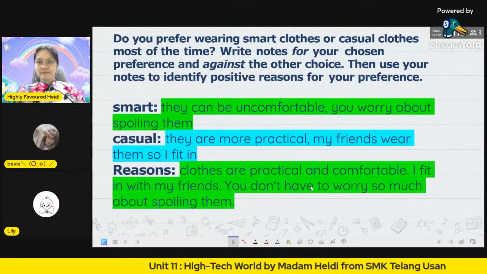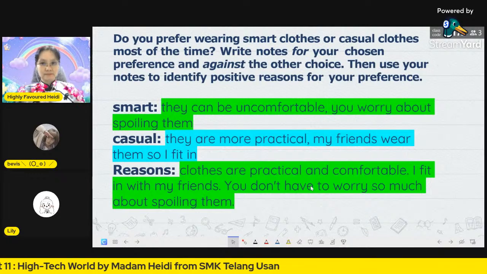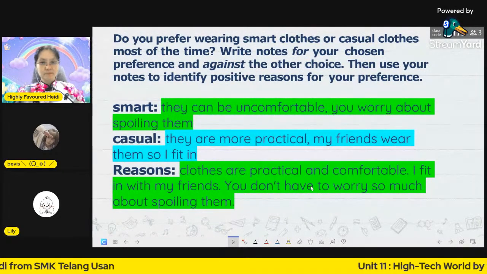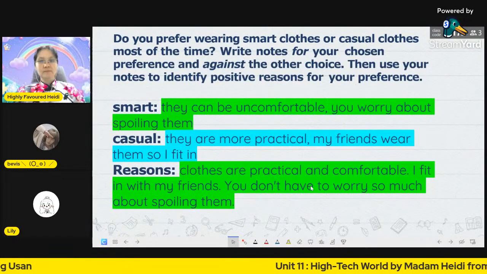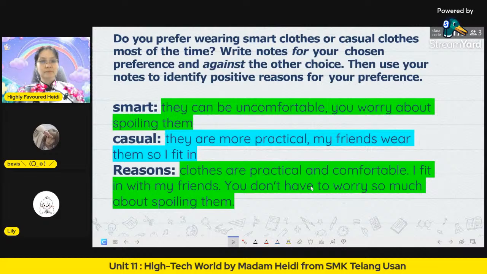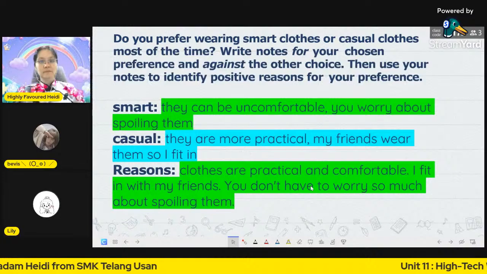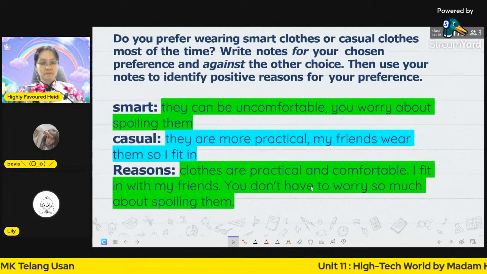Smart: they can be uncomfortable. You worry about spoiling them. Casual: they are more practical. My friend wears them so I fit in. Reason: clothes are practical and comfortable. I fit in with my friends. You don't have to worry so much about spoiling them.